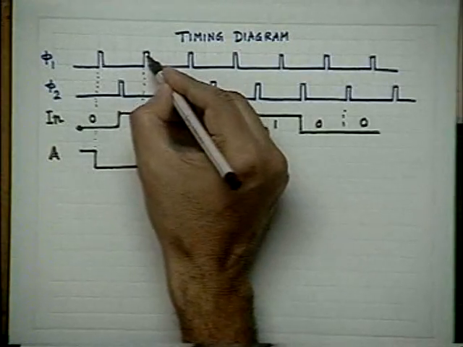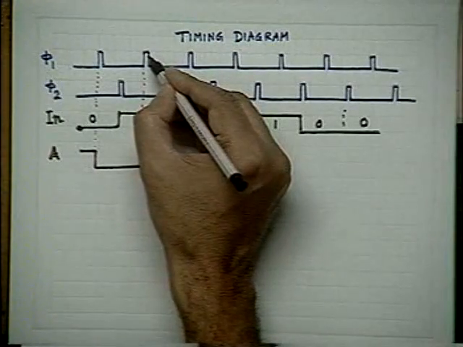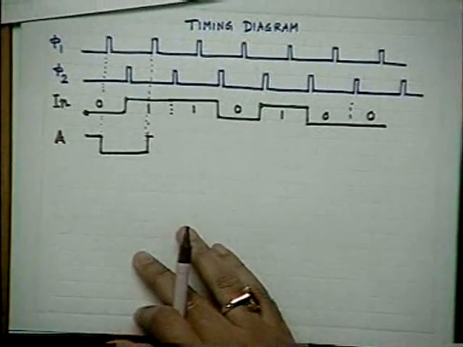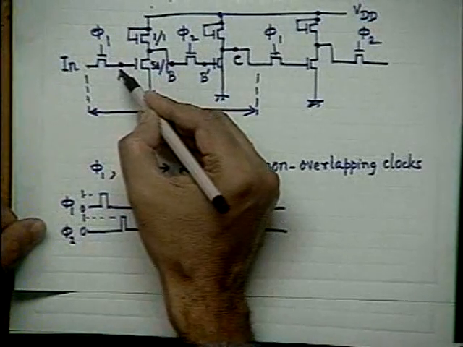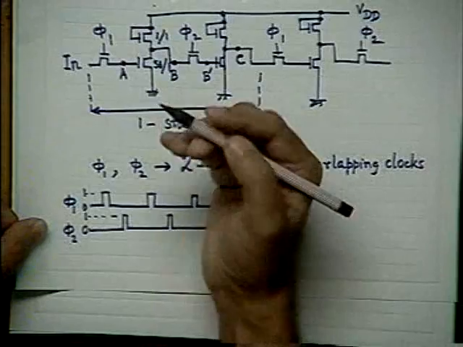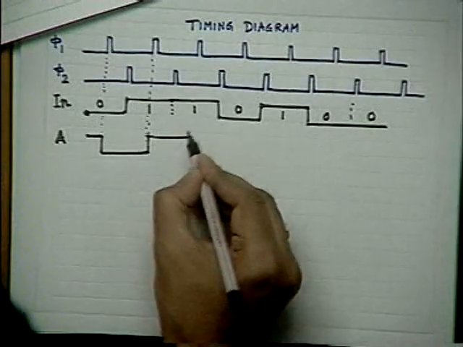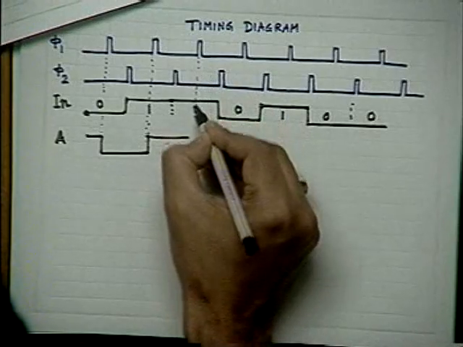After this very short time, phi 1 again gets off. Phi 1 becomes 0, which means this transistor is off. So what will happen? This voltage will be just kept, will be retained, because that is why it is called dynamic logic. It is working under dynamic condition. So it will retain that one state.